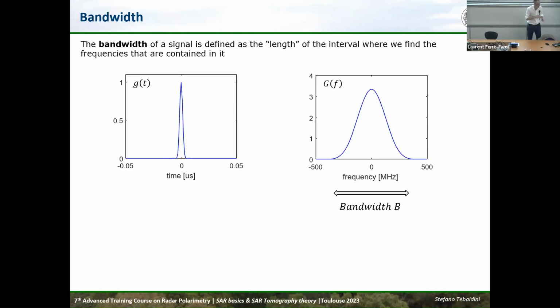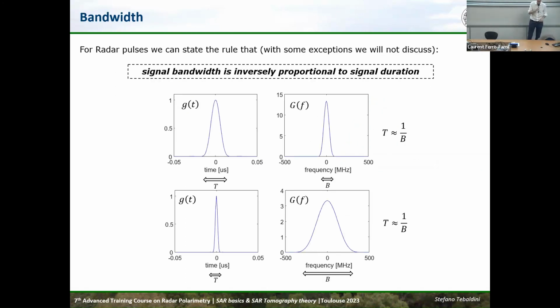Oh, sorry, and very importantly, what is the bandwidth, finally? Well, the bandwidth is simply the interval of frequencies that are substantially larger than 0. So we can say that the signal has a bandwidth of 1 megahertz. It means that we need an interval of 1 megahertz to get all the frequencies that we need. And let's say that for radar pulses, with some exceptions that I don't have time to discuss today, let's imagine that this holds. We can say that the signal bandwidth is always the inverse of the signal duration. So a very short pulse has a very large bandwidth, and vice versa, a very long pulse has a very narrow bandwidth.